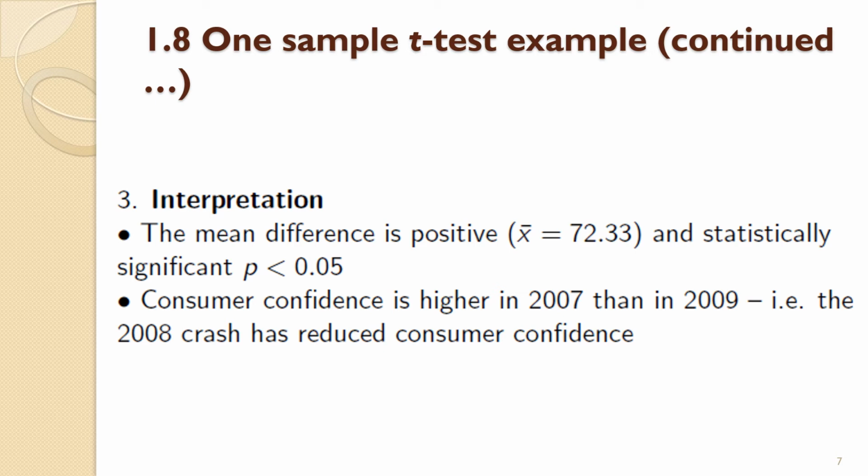And then in terms of the interpretation, how you work it out is slightly the opposite way around. So the difference is significant. The mean difference of the sample is 72. This gives conclusive evidence that the consumer confidence is higher in 2007 than in 2009, i.e. the 2008 crash has reduced consumer confidence. So what I would say for this slightly dodgy example is that there is a common sense interpretation that you're able to recover if you're doing this correctly.